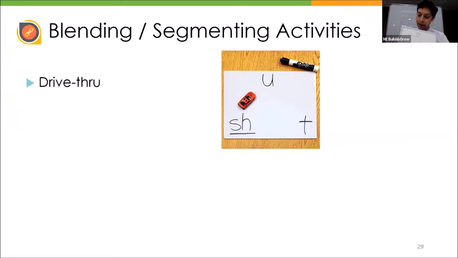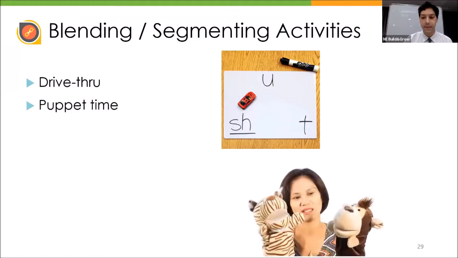Okay, and this driver, what word did the driver make? Hat. Okay, very good. So this is one very simple way to make a segmenting activity funner and a little bit more interesting with some tools that will get the students' attention, right?